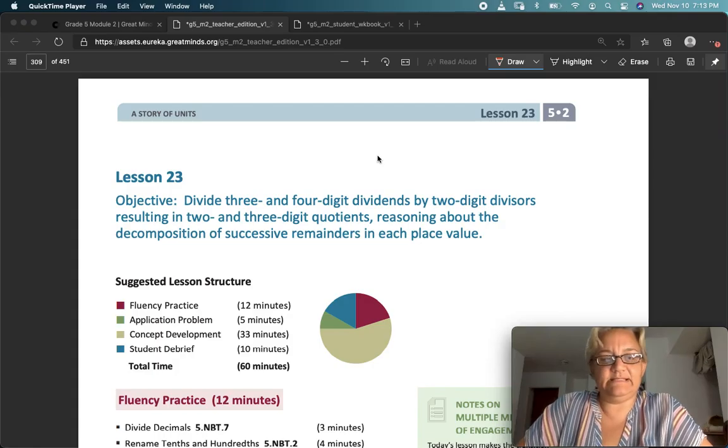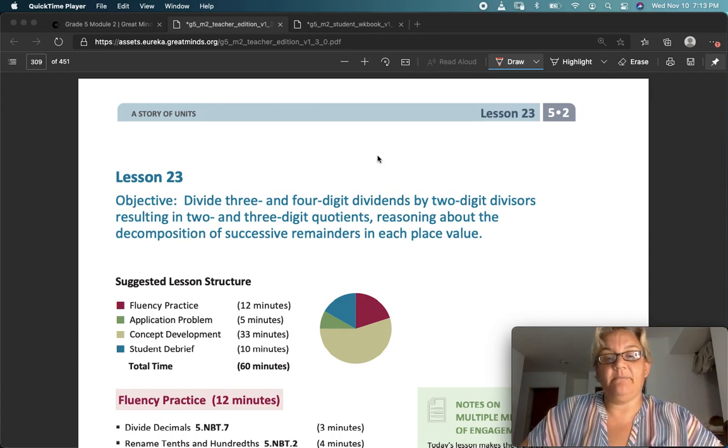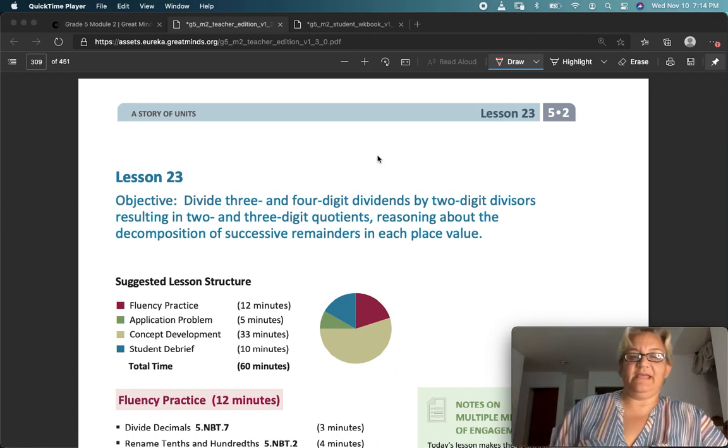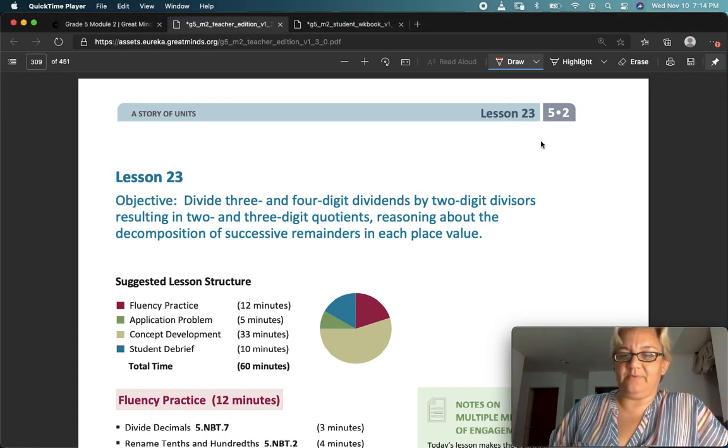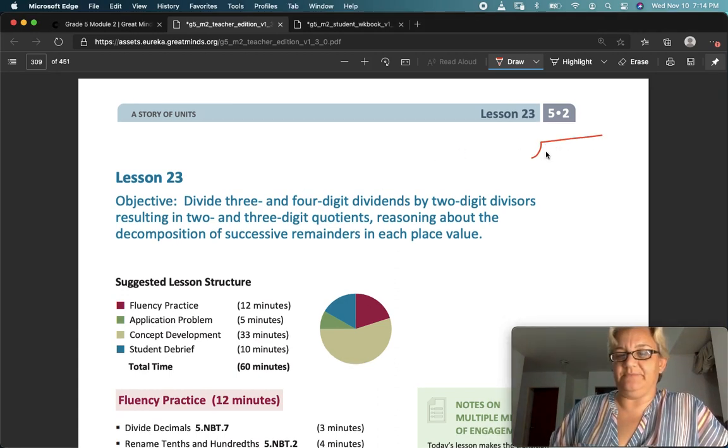Math. This is Module 2, Lesson 23, and we are continuing to work with long division. Our objective today is to divide 3- and 4-digit dividends by 2-digit divisors, resulting in 2- and 3-digit quotients, reasoning about the decomposition of successive remainders in each place value. Okay, the long and short of this objective is we are dividing 3- and 4-digit dividends, right? Remember, dividend goes underneath the division symbol.